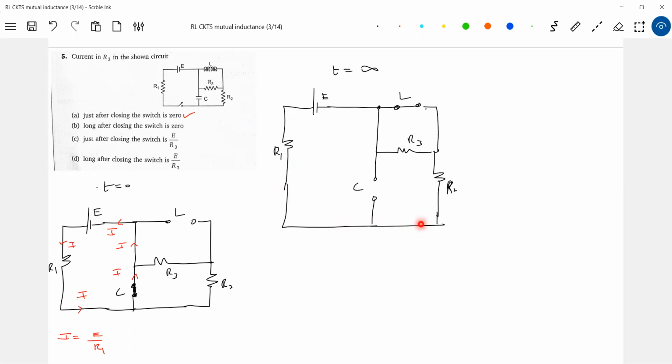There's a path available for the current to flow. And what will happen to R3? You look at R3. It will be shorted here. So the current will take the path like this. No current will flow through R3. Here it is having a zero resistance path. So now also, what is I? I is equal to E by R1 only. Not R1 plus R2.